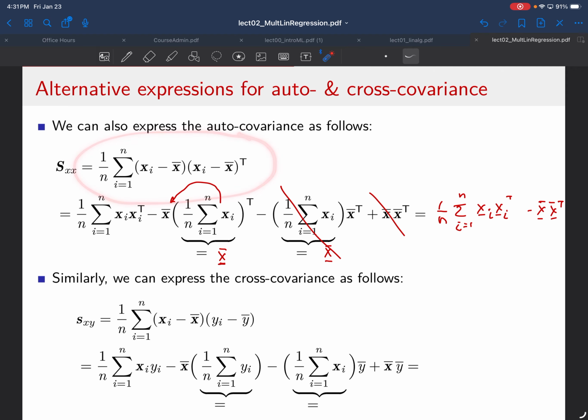Okay, so here's the alternate expression for the covariance. You can either do an average of the squared deviation, or you can do an average of the, not the deviation, but the whole thing, the squared, minus the product of the means.